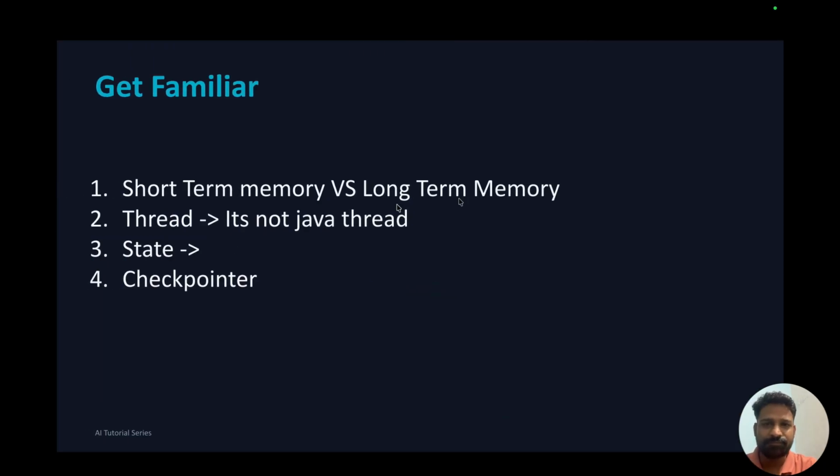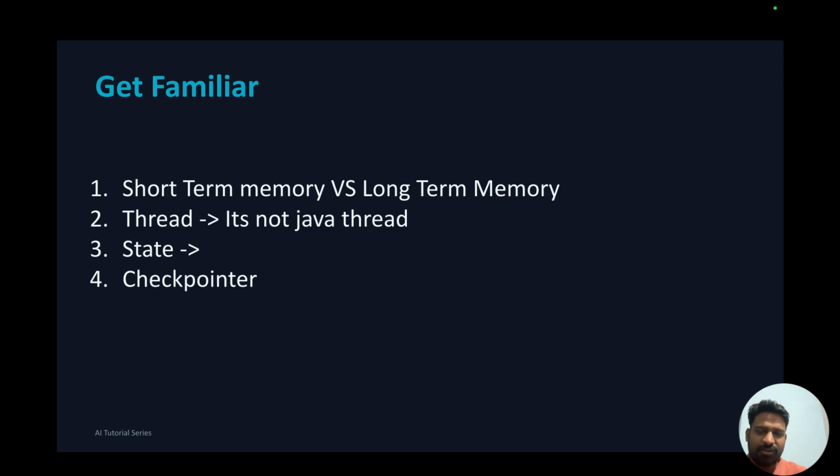Now the state. State is nothing but the current status or current situation of an agent while it's doing its job: what it has done, what it is doing, and what it is waiting for. Checkpointer. A checkpointer is a mechanism that helps to store this state into memory and retrieve that state from memory. And that memory could be either in-memory or a persistent storage.